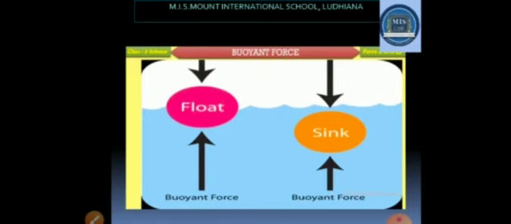An object will float on the water if the buoyant force is greater than the gravitational force, or you can say the weight of the object. Otherwise, if the weight of the object or gravitational force is more than the buoyant force, the object will sink.